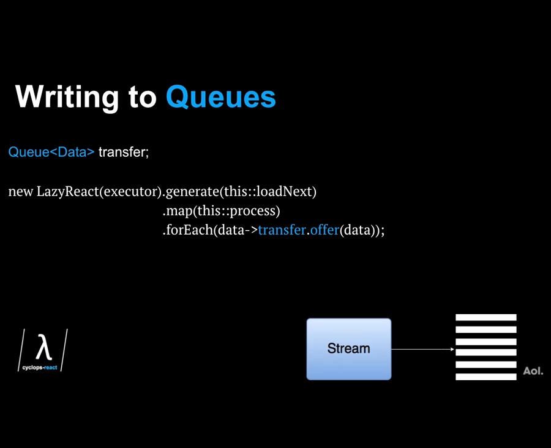So in this example, we're using a lazy future stream to read data in parallel and then push data into the queue, which another stream or multiple other streams can read from. As soon as it's there, they can get it.